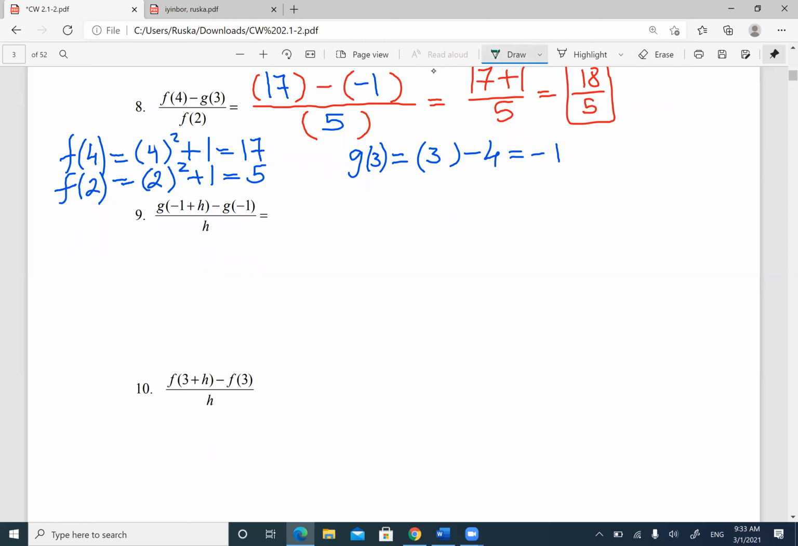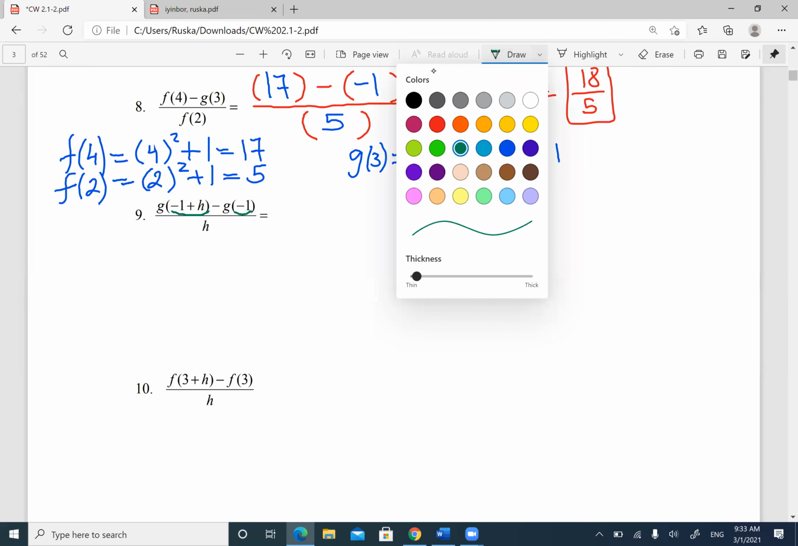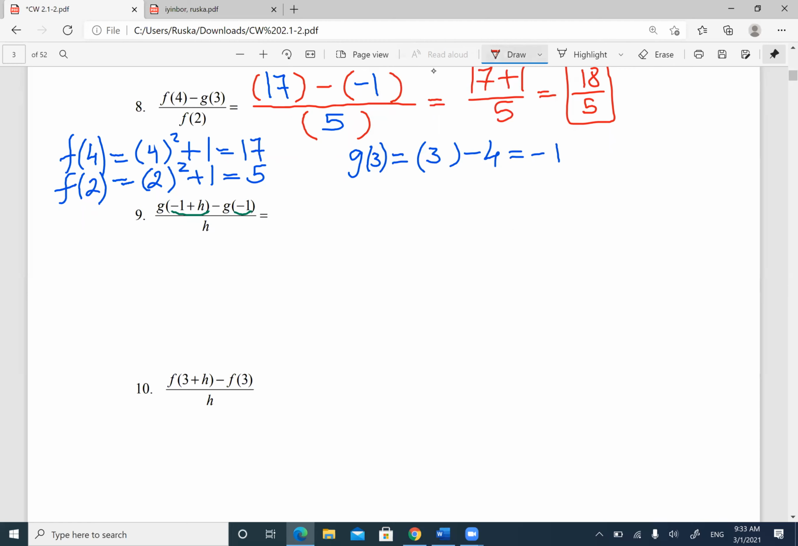You're going to plug in whatever it says here, -1, in the function g. So you're using the same function g, and it's going to be over h. And then you're going to simplify it. Okay? So I have to do something minus something else. It's going to be a number over h. And then you're going to simplify from there.